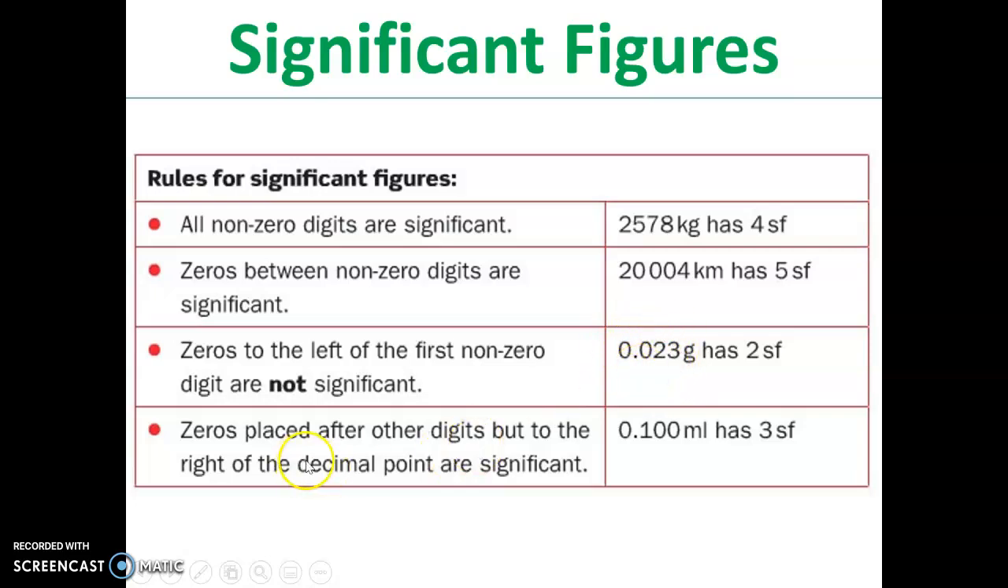And finally, zeros placed after other digits, but to the right of the decimal point are significant. So if we have zeros here, see we're beyond the decimal point, we put a 1, then there are zeros. Those zeros count as significant figures. So here we have 3 significant figures. And the reason for that is when we put those zeros there, we are implying that we have measured to that degree of accuracy, that we haven't rounded, that this is what we know exactly, these zeros.